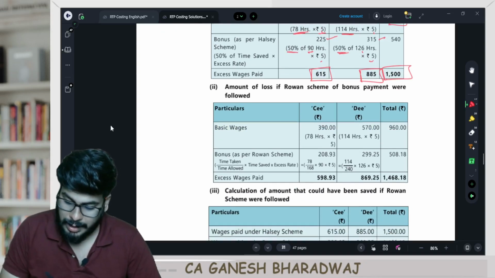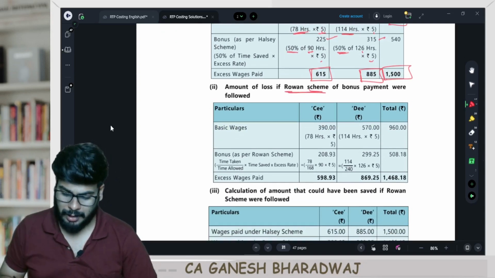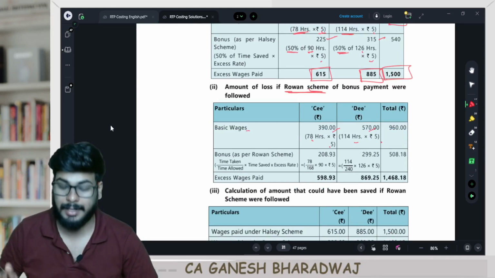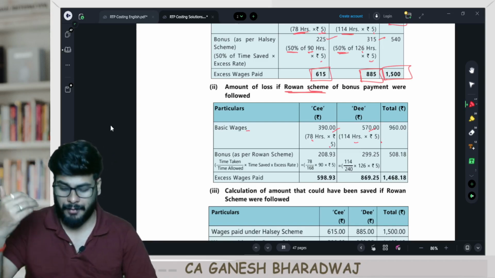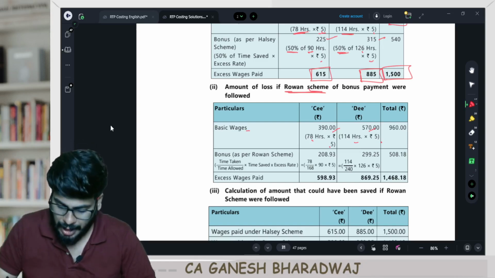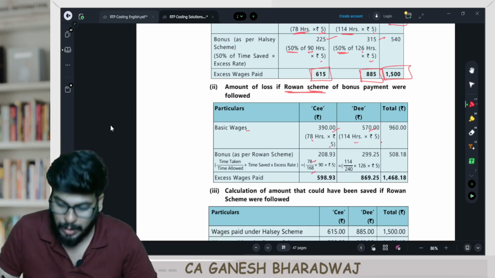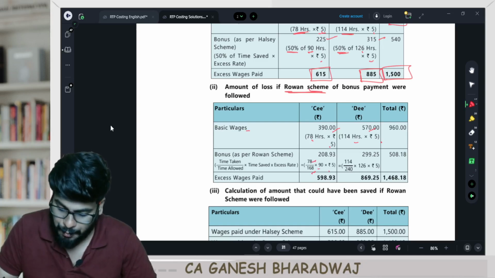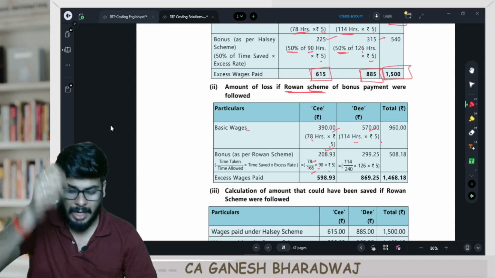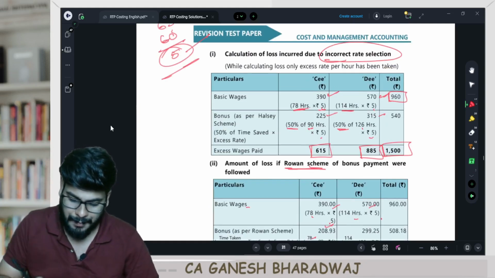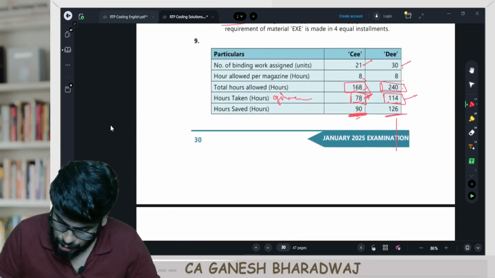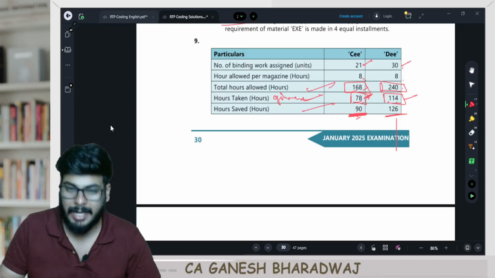Next, what is the amount of loss if Rowan was followed? If Rowan was followed, basic wages, no difference. 78 into 5, 114 into 5. These figures are the same, but the calculation of bonus alone will be different. How do you calculate bonus here? Time taken by time allowed into time saved into time rate. So here it's going to be 78 upon 168 into 90 into 5 rupees. That comes out to 208.93. All these figures we did just now, right? These figures are all available here. So time taken by time allowed into time saved into time rate.